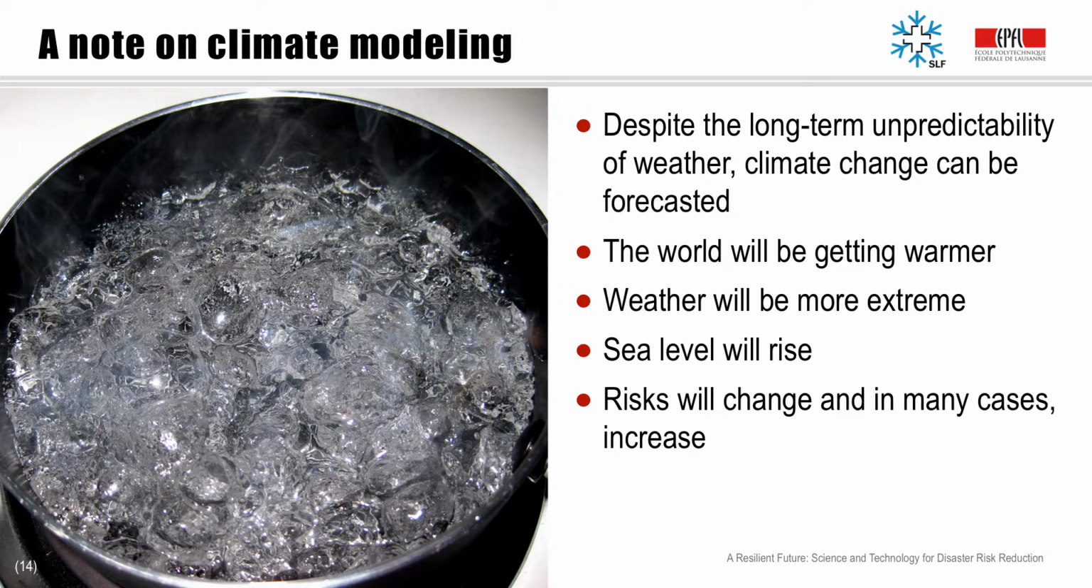And this is exactly what happens with the climate system. We cannot predict the weather over centuries, but we can predict in general that the world will be getting warmer, that the weather will be more extreme, that the sea level will rise, and that as a result of all of this, risks will change and in many cases increase.